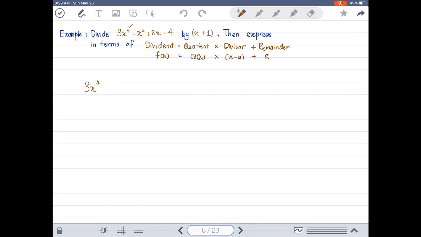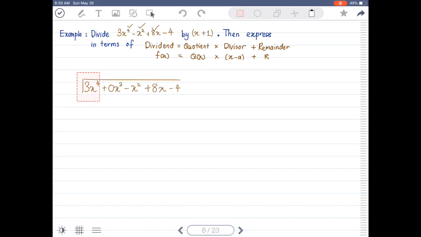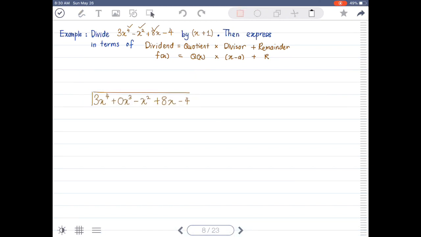Is there any term with x to the power of 3? No terms with x to the power of 3, so we just write plus 0x to the power of 3. Done. Minus x squared. Done. Plus 8x, done here, minus 4. Okay, so we line that up. We will divide this polynomial by our divisor, which is x plus 1.